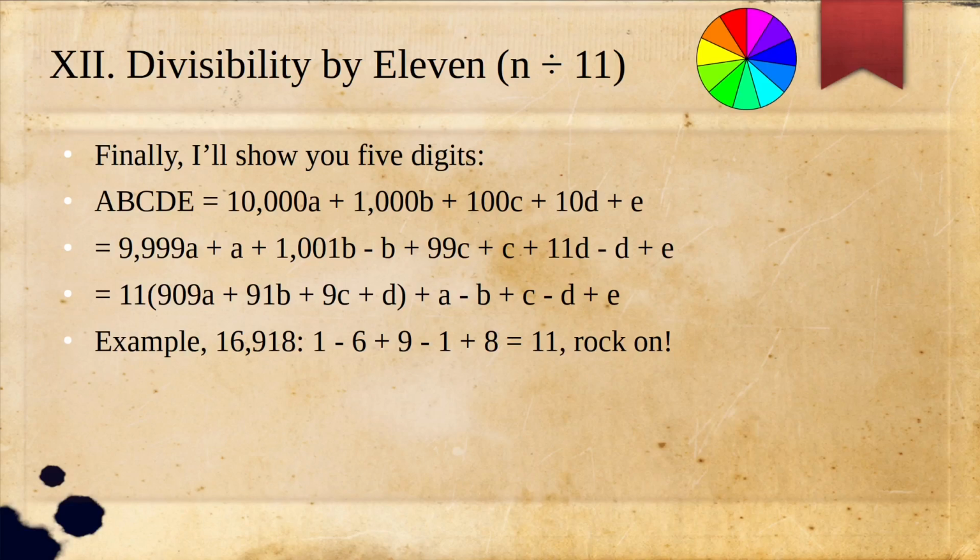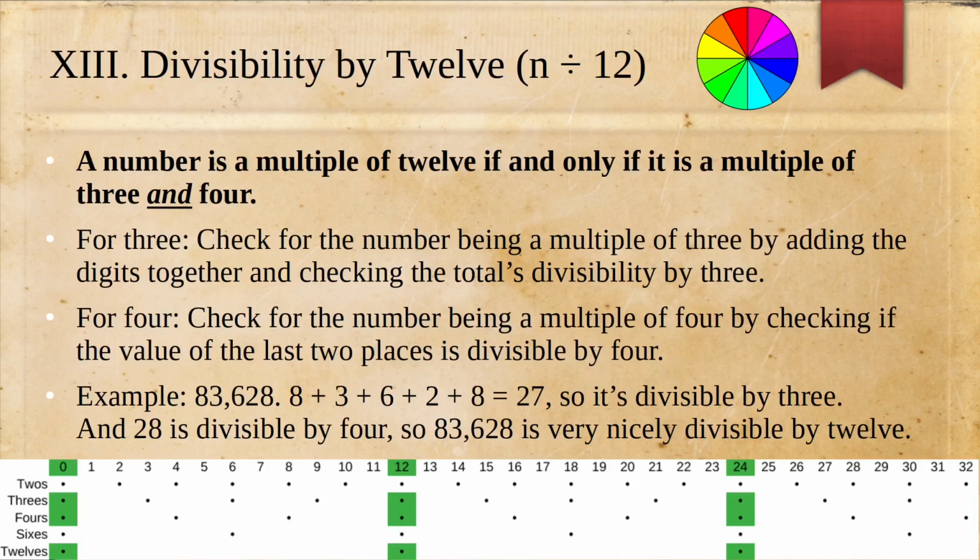And here's the 5-digit breakdown. ABCDE equals 10,000A plus 1,000B plus 100C plus 10D plus E. Converting the powers of 10, we get 9,999A plus A plus 1,001B minus B plus 99C plus C plus 11D minus D plus E. Factor out the 11s for 11 times 909A plus 91B plus 9C plus D, plus A minus B plus C minus D plus E. Let's test 16,918. 1 minus 6 plus 9 minus 1 plus 8 equals 11. Rock on!